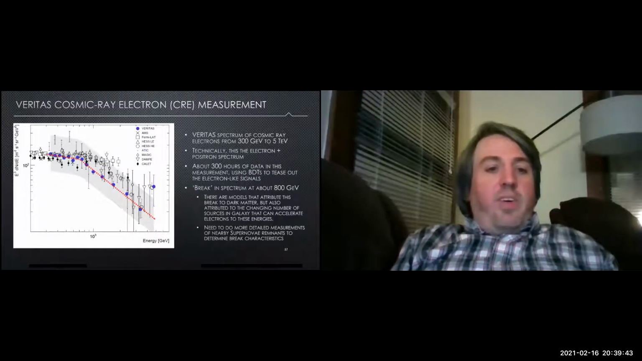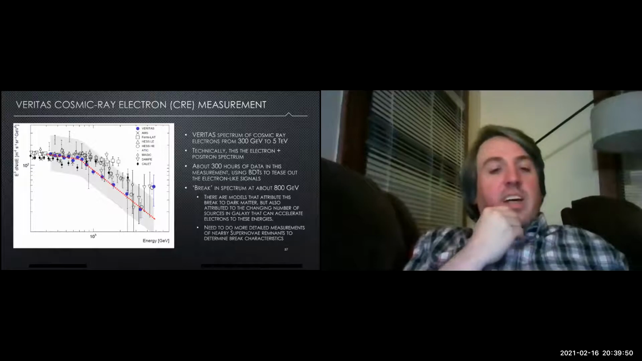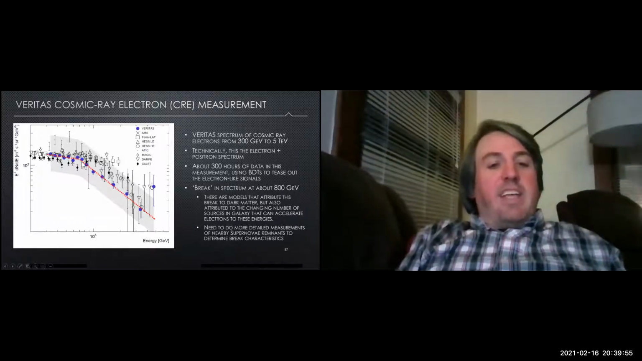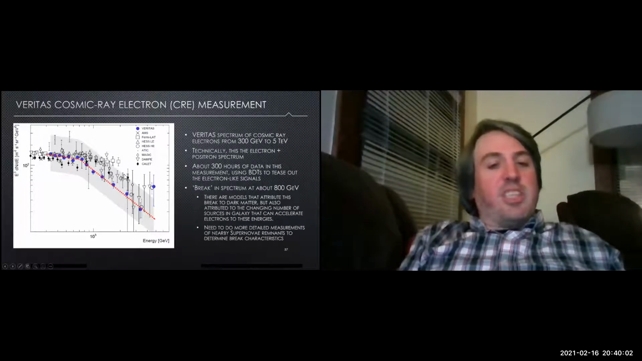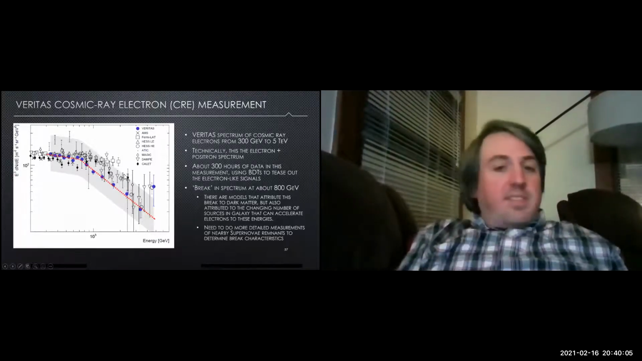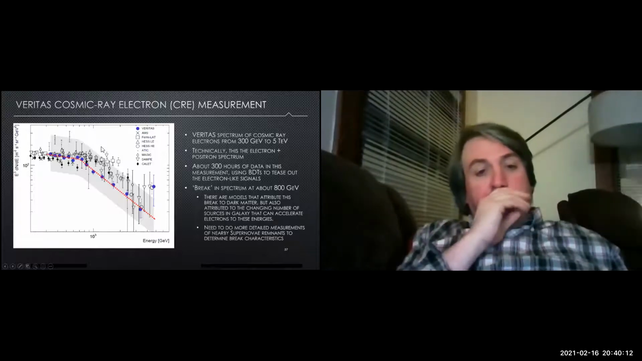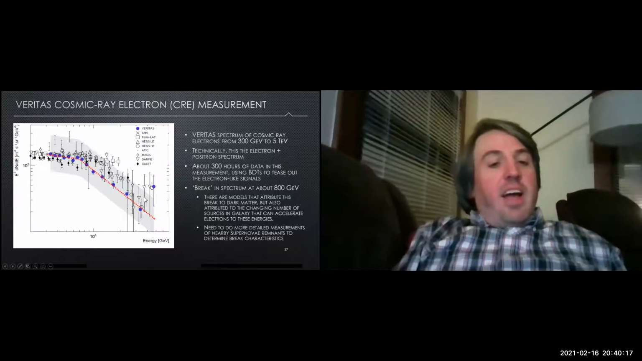Okay, so this is the VERITAS measurement of the cosmic ray electron spectrum, or I'll call it CRE for short. So this is the blue dots here, and the other dots are from the other experiments that are out there that are also trying to measure this. And you can see there's a sort of kink here in our data, and not just our data, other experiments see this as well.